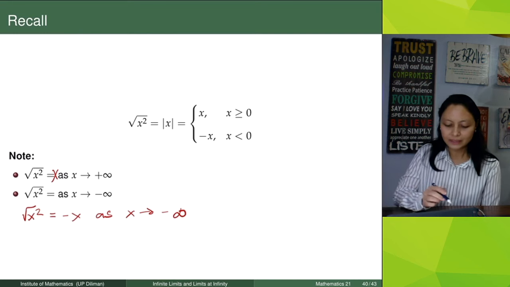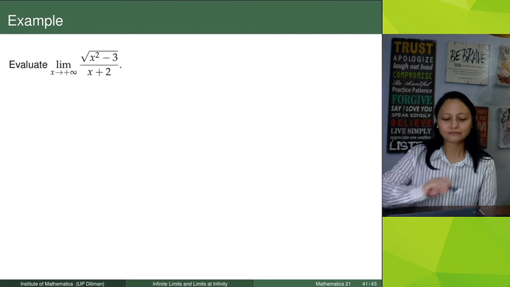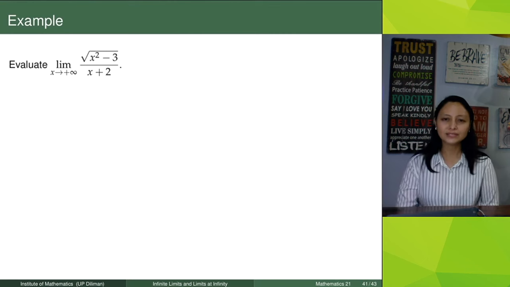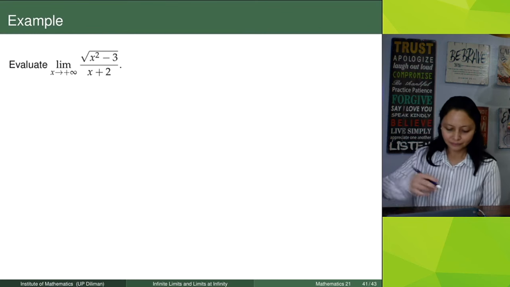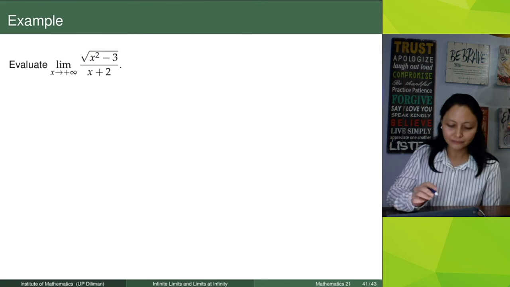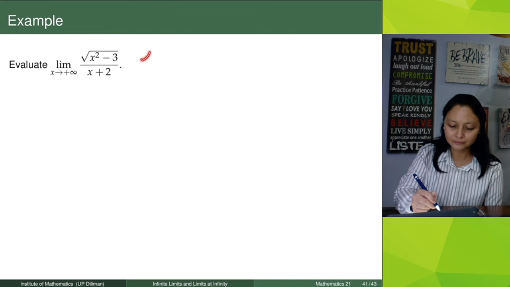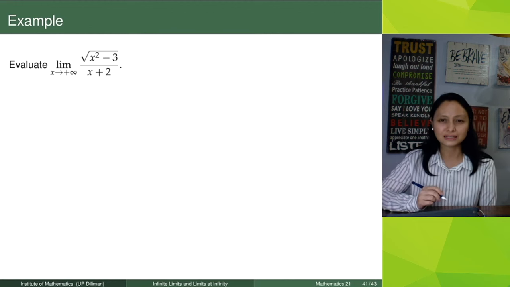So we will use this when there are radicals in the expression whose limit we are taking. For example, we want to evaluate the limit of the square root of x squared minus 3 over x plus 2 as x approaches positive infinity. If you substitute infinity, infinity minus 3 is infinity. Square root of infinity is still infinity. So infinity over infinity plus 2, infinity.